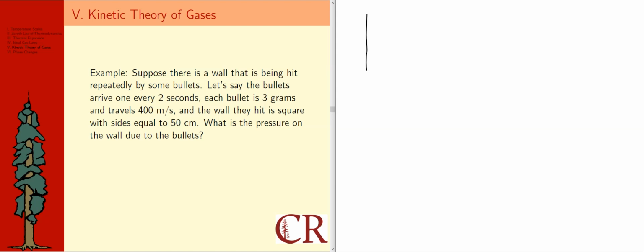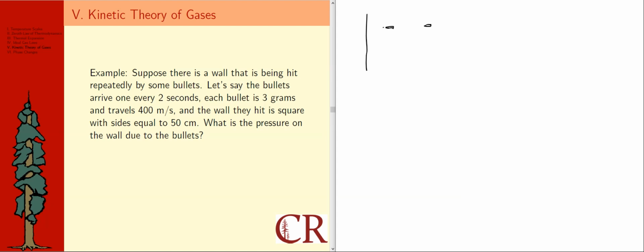So the drawing I'm going to draw for this is, let's say this is that wall that is 50 centimeters to a side, and we have these bullets all coming in, and I'm going to imagine these are really perfect rubber bullets. So what's going to happen is each bullet is going to hit the wall, but rather than embedding in it, it is going to engage in a perfectly elastic collision. In other words, it's going to bounce off perfectly.